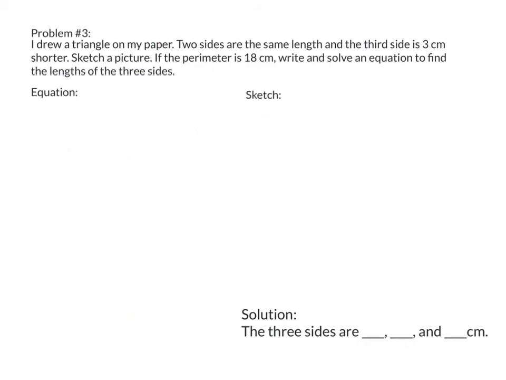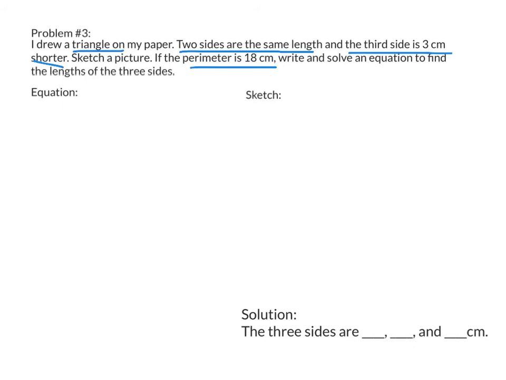All right, the final one we'll do together is problem number 3. Problem number 3 says, I drew a triangle on my paper. 2 sides are the same length, and the third side is 3 centimeters shorter. Sketch a picture. If the perimeter is 18 centimeters, write and solve an equation to find the lengths of all 3 of the sides. All right, this seems like a good one to start with a sketch for.